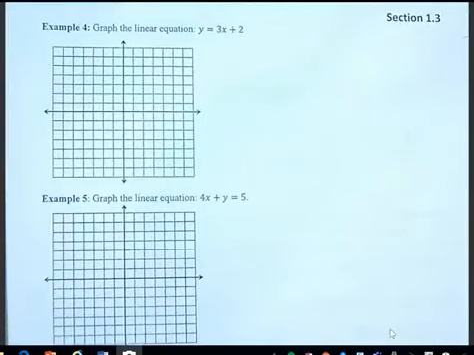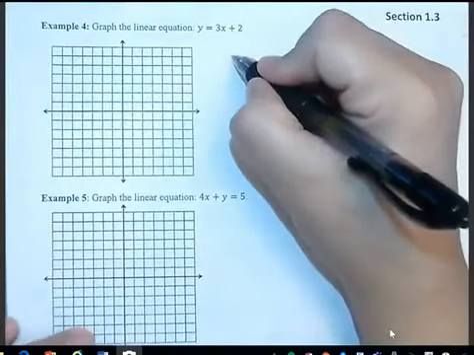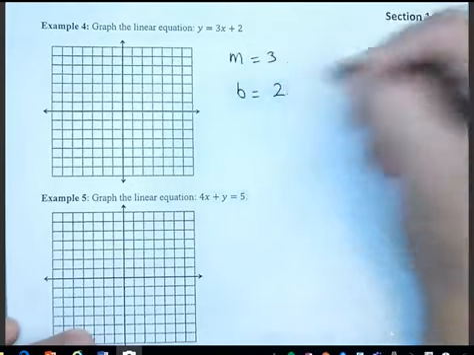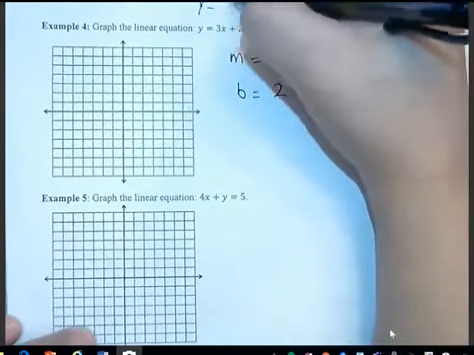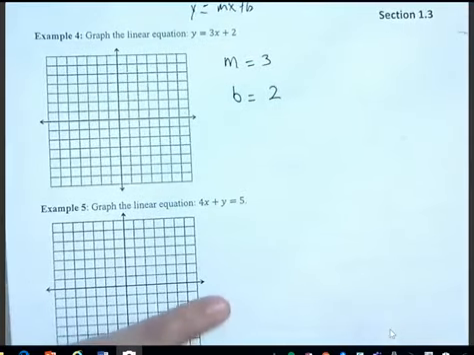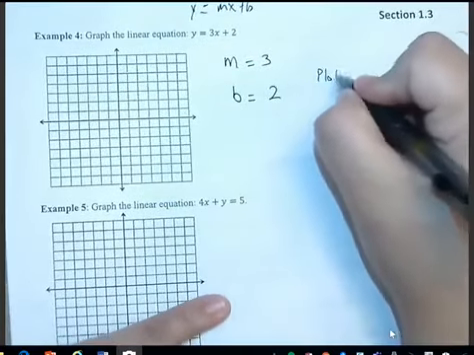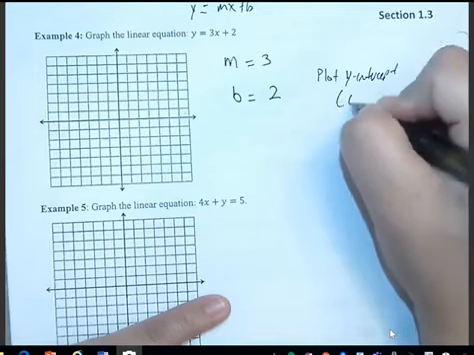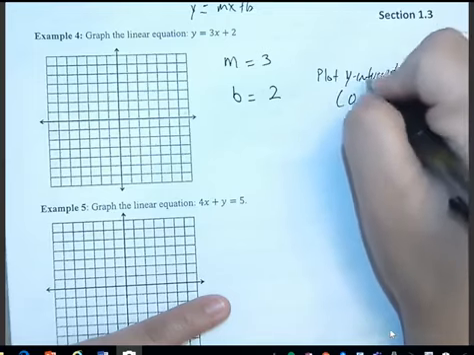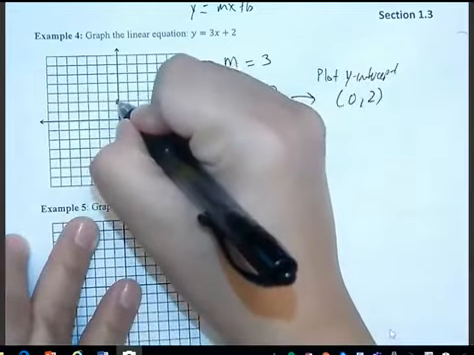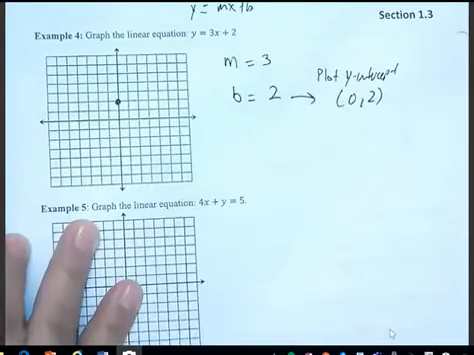Graph the linear equation y equals 3x plus 2. So first thing, identify the slope. Then we can identify the y-intercept. So I'm going to plot the y-intercept, which is going to be (0, 2). So that's going to be here.